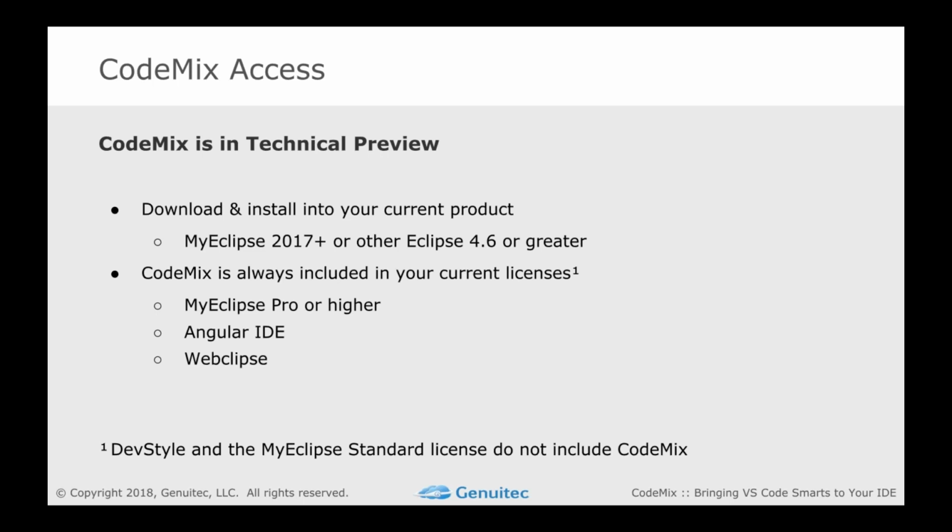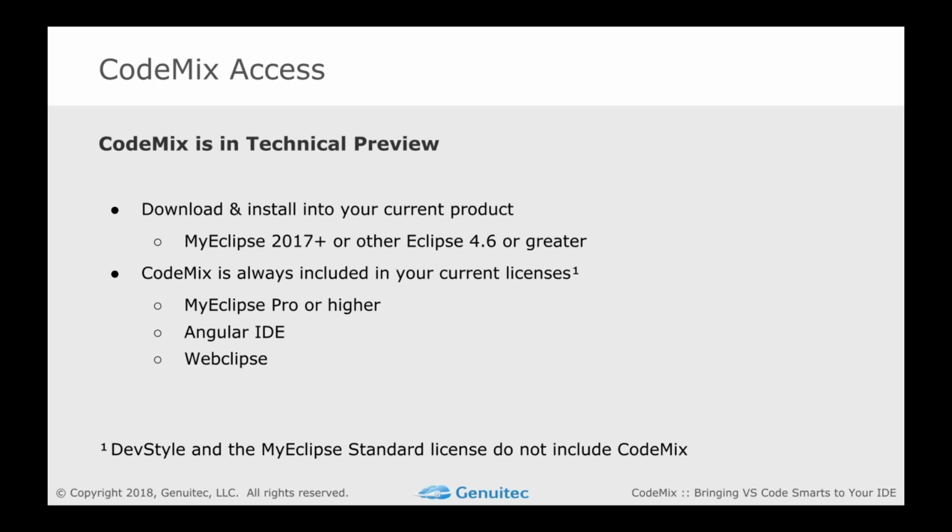And to get it in your current product, you can download and install it into your current product. As Brian mentioned earlier, it's MyEclipse 2017 or another Eclipse 4.6 or greater. So if you're using an older version of MyEclipse, no problem. Just as always, we do allow you to upgrade to a newer version using your same license. It doesn't cost anything to upgrade. So just go out to our website and get MyEclipse 2017, and then you can download and install CodeMix right into there.